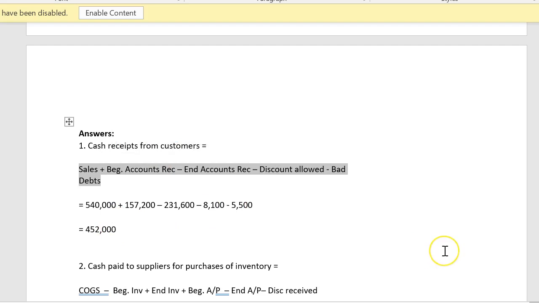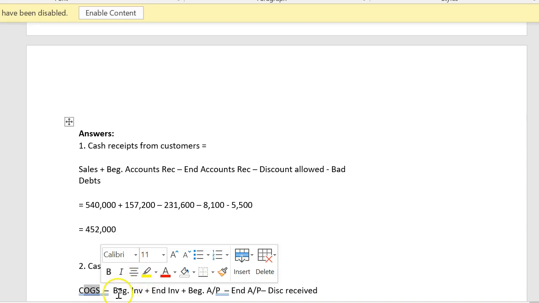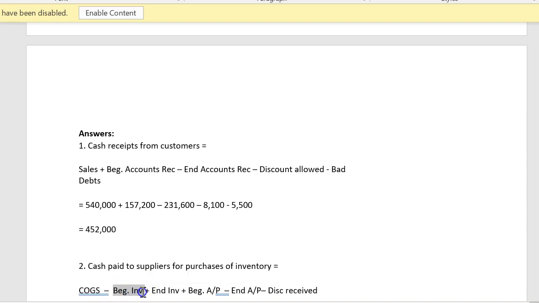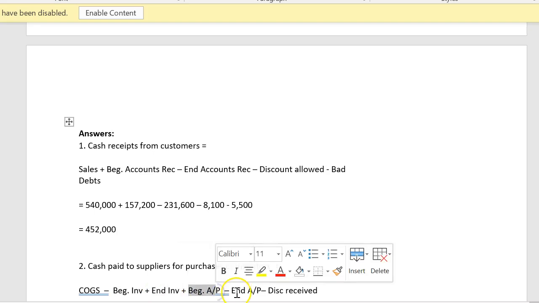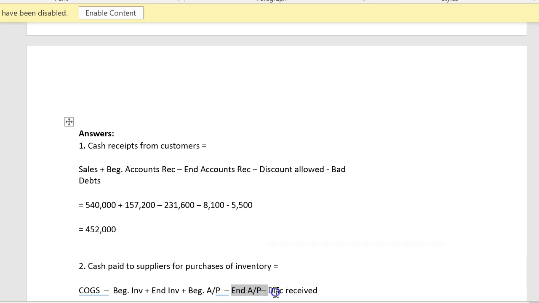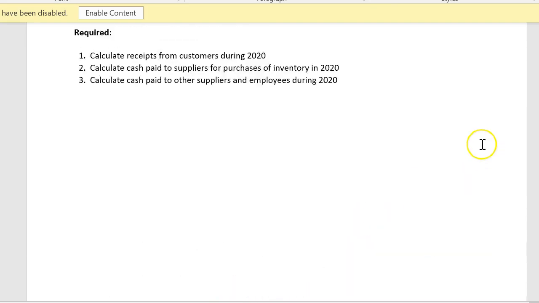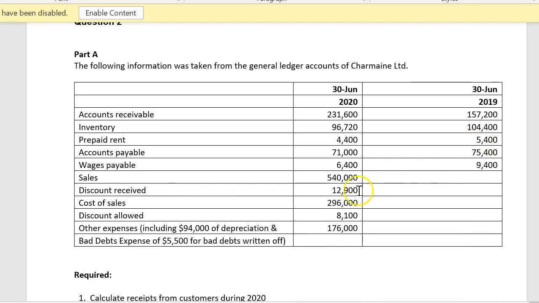Very important. Next, let's calculate cash payments to suppliers for inventory purchases. So this is the formula. You start with cost of goods sold or cost of sales, and you minus beginning inventory balance. You add ending inventory balance, add beginning accounts payable, minus ending accounts payable, minus discount received. Okay, cost of sales. What do you have as cost of sales? It's 296,000.